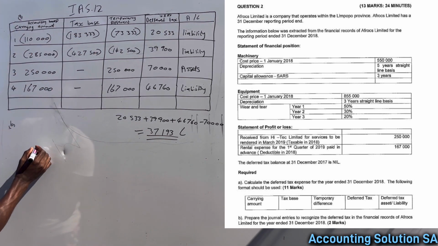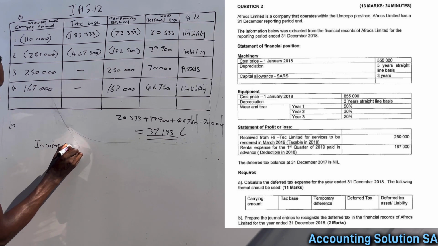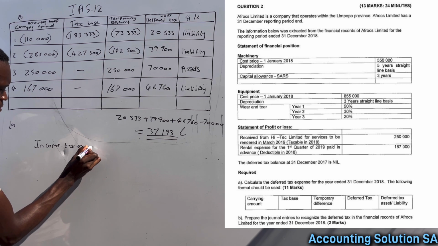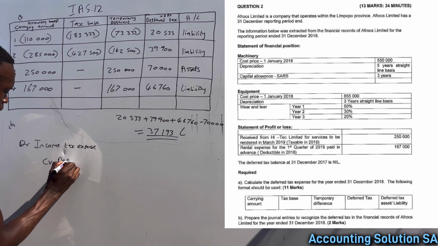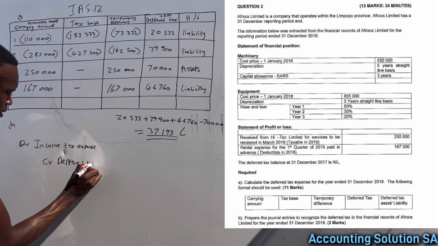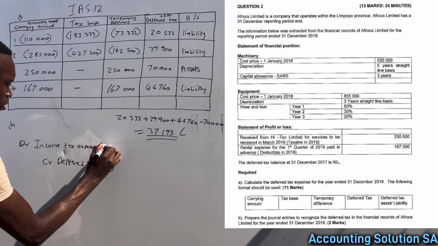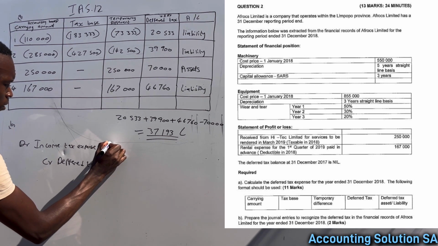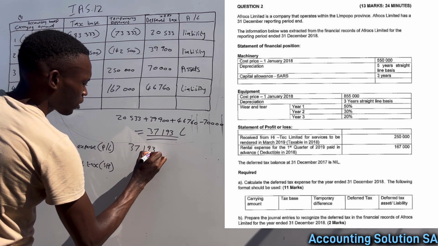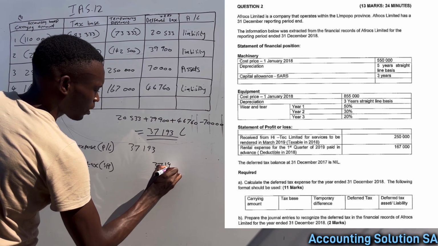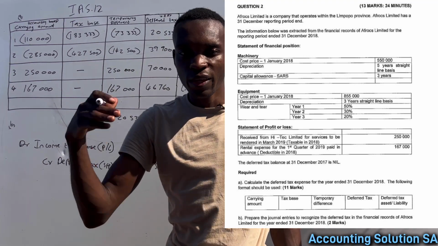Then now you come here and you can say income tax expense, this is debit, and credit deferred tax. SFP, this is P&L. Then the amount will be 37,193. So this is how you should do the treatment of IAS 12.